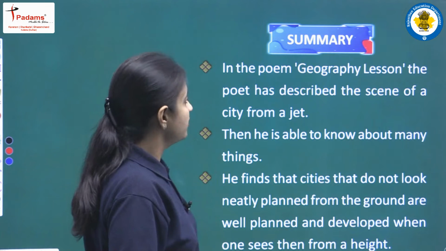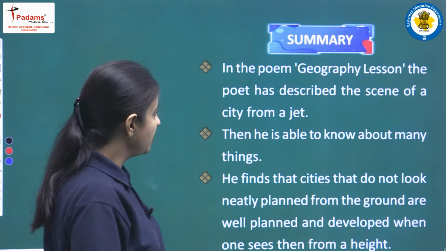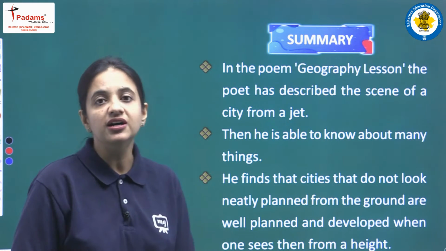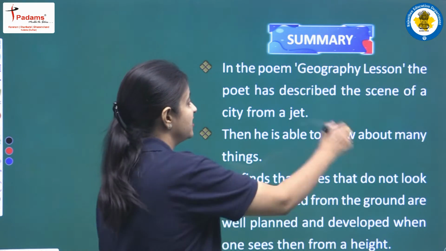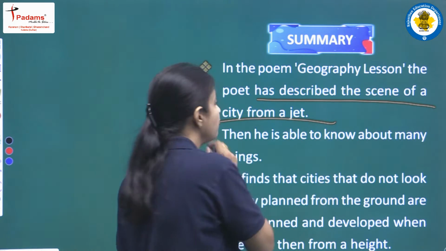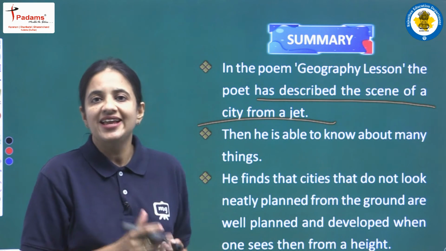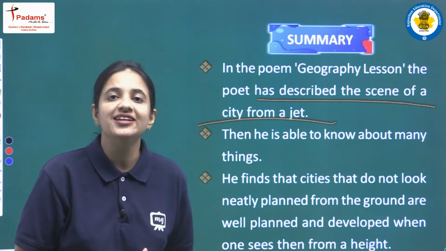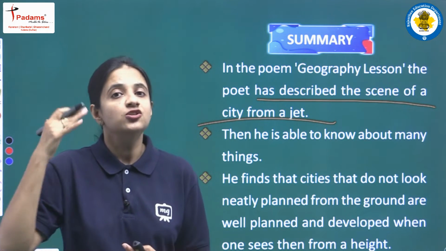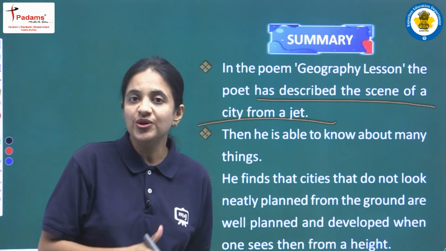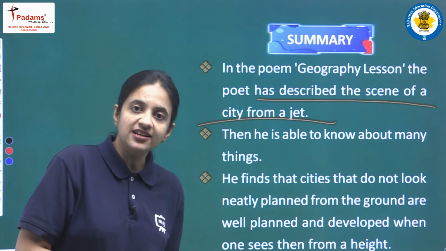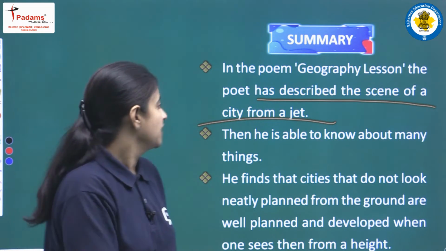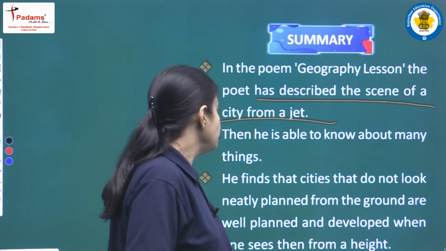In the poem Geography Lesson, the poet has described the scene of a city from a jet. It means the poet is in a jet, and the jet is flying higher and higher. So from that height, what view is the poet able to see? That scene is presented in this poem. Then he is able to know about many things.